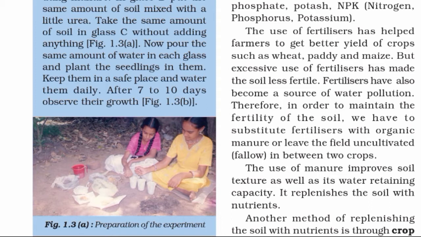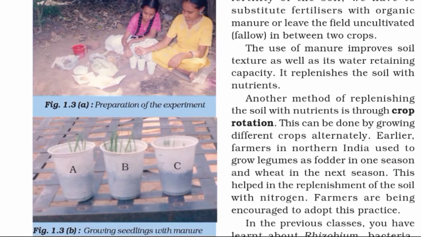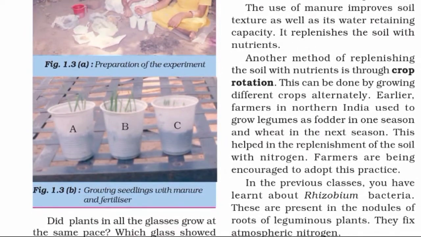Therefore, in order to maintain the fertility of the soil, we have to substitute fertilizers with organic manure or leave the field uncultivated, fallow, in between 2 crops. The use of manure improves soil texture as well as its water-retaining capacity. It replenishes the soil with nutrients.